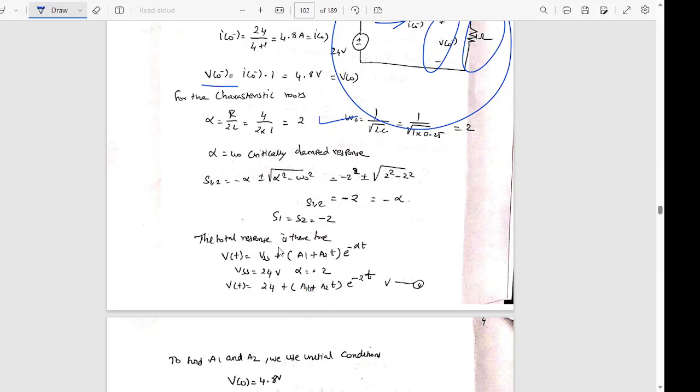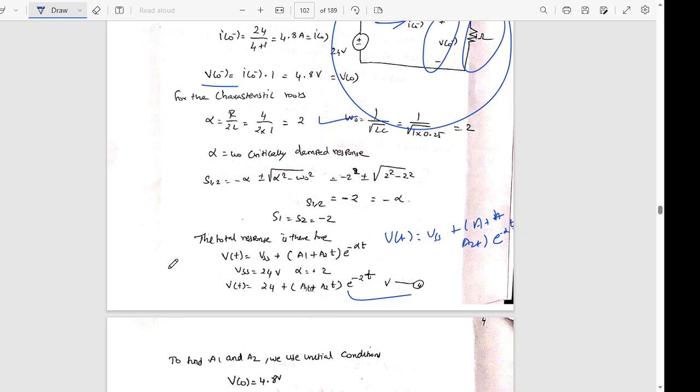So we can write total response as V of t equal to VSS plus (A1 plus A2 t) e power minus alpha t. So this is the formula. Just substitute the VSS value and alpha value. We will be getting the equation like this: 24 plus (A1 plus A2 t) e power minus 2t. So this is what we got.